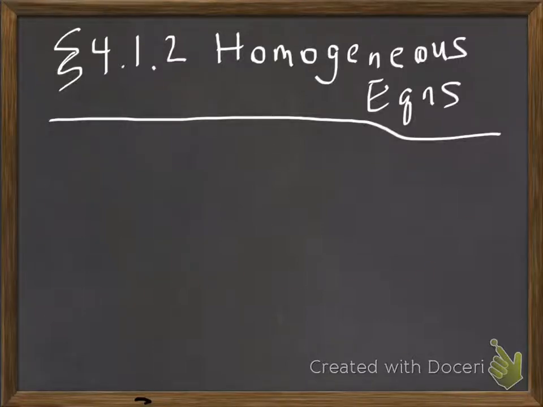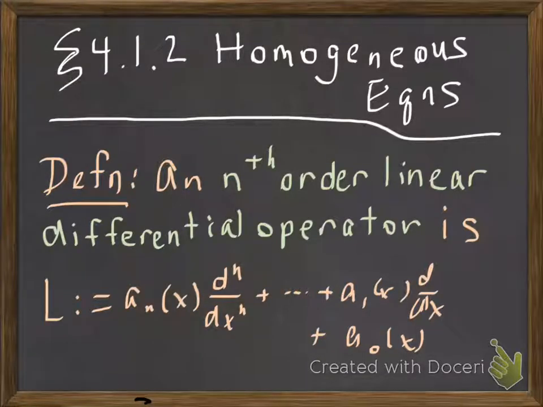need the following definition. We will say that an nth order linear differential operator is an operator of the form a sub n of x times the nth derivative with respect to x plus a sub n minus 1 of x times the n minus first derivative of x, and so on down to a sub 1 of x times d dx plus a naught of x. Notice this is an operator, so it is going to eat a function and return some other function.